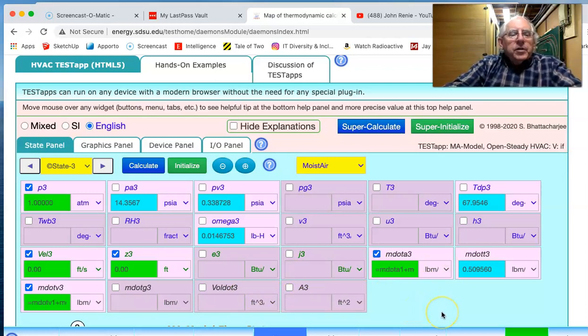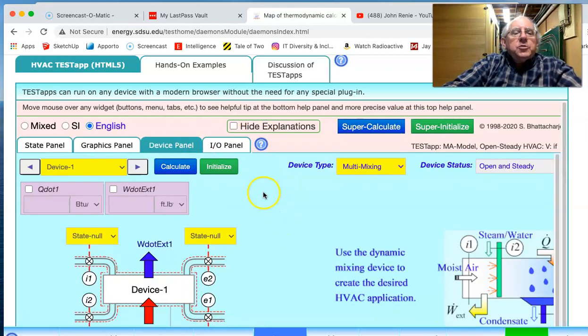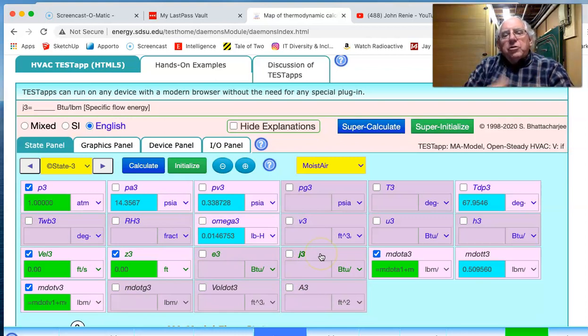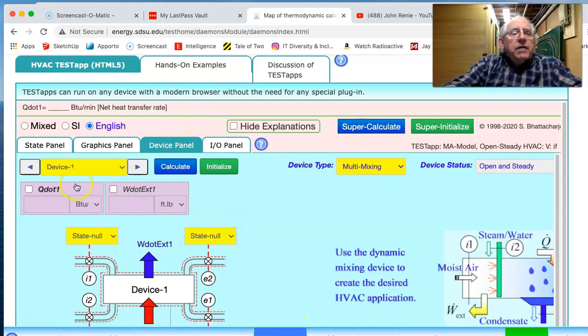Well, we know that the process is an adiabatic mixing process. So when we go to our device panel, we can specify that. Now, if we wanted to, we could have said that the total flowing energy, this J3, we could have performed our first law adding J1 and J2 with the corresponding mass flows of dry air, but we're going to let the device panel do that for us.